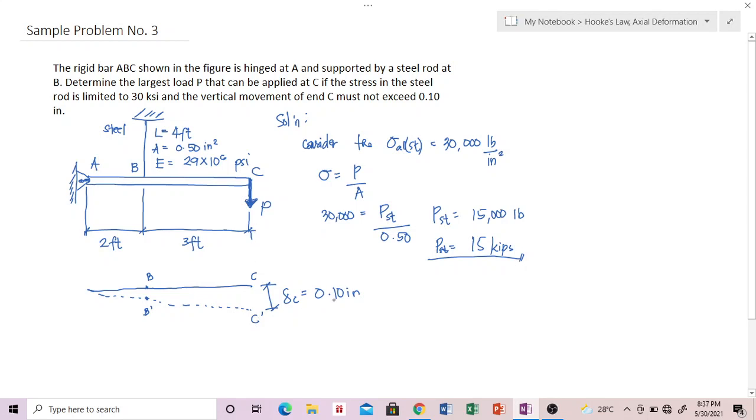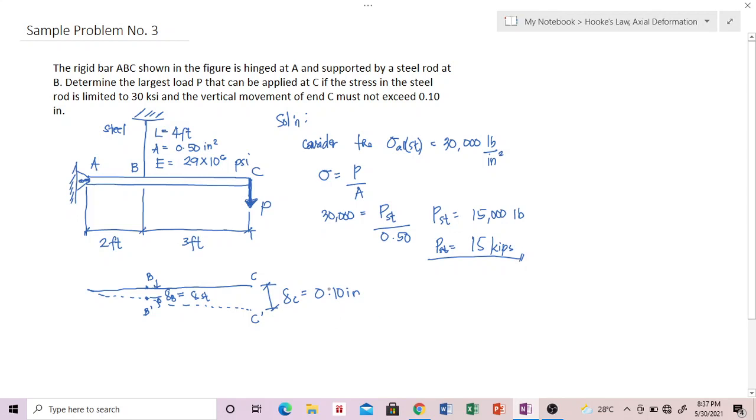So it is limited to 0.10. And this one is the displacement of B. Therefore, this is equivalent to delta P. This is the vertical displacement of B, and by observation, you will realize that this is also equivalent to the deformation of the steel, the distance that point B moved down, which is the elongation of the steel.